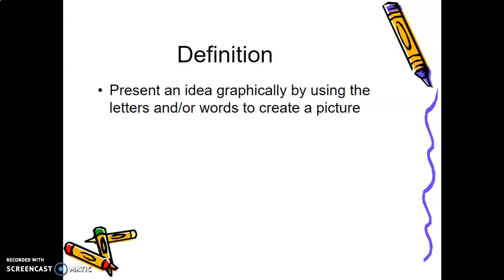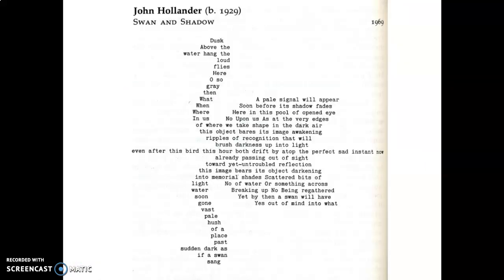I'm going to show you a couple of examples and then answer a couple questions hopefully that you might have for the actual assignment. So this is an example of concrete poetry. This is called The Swan in Shadow by John Hollander, probably one of the most famous concrete poems that you're going to see, written in 1969. So what you see obviously is you see a swan on top of the water and you see its shadow beneath. Okay. Here's another one, and you can kind of see maybe if you can tell what these are pictures of as we go through.